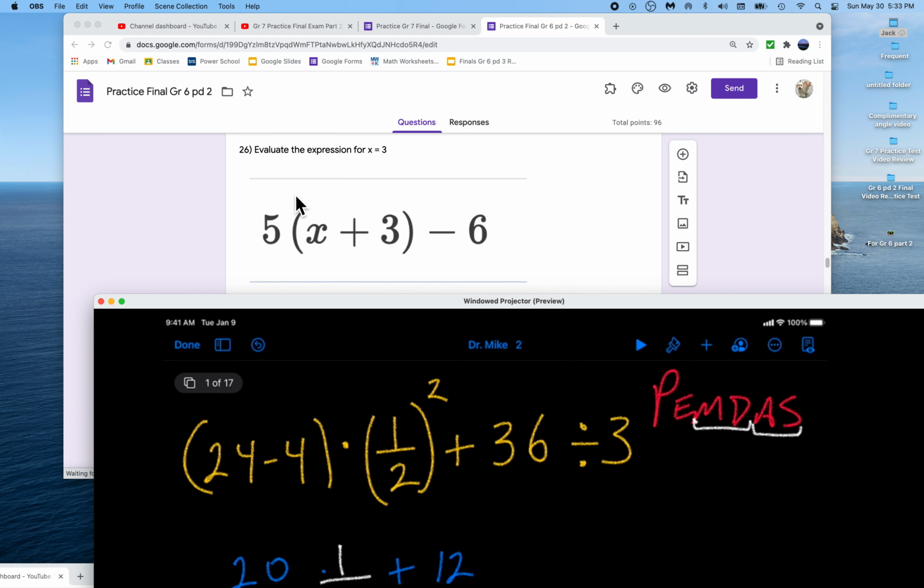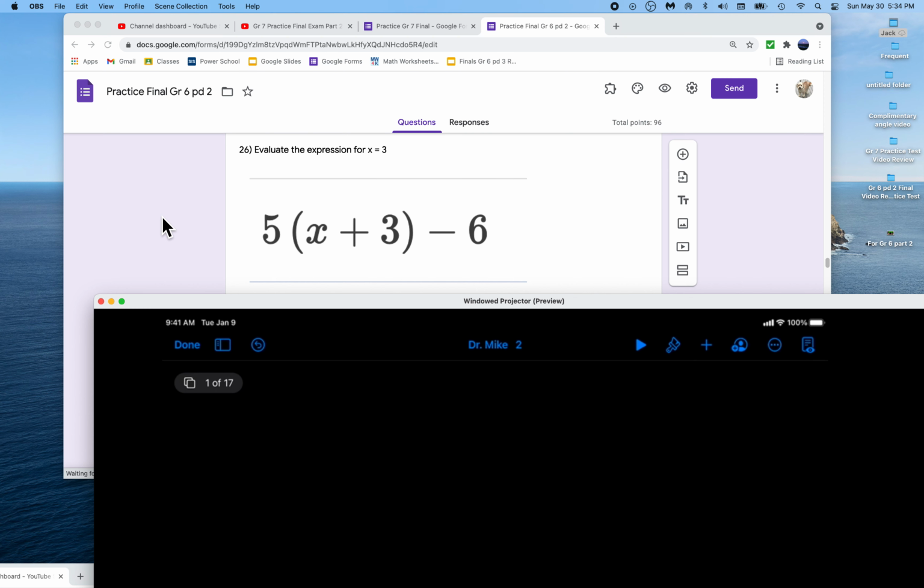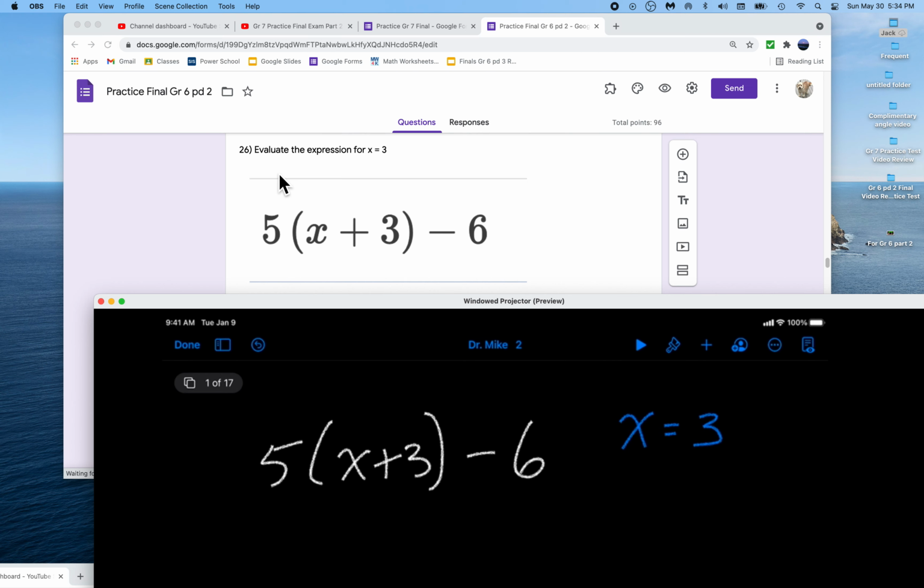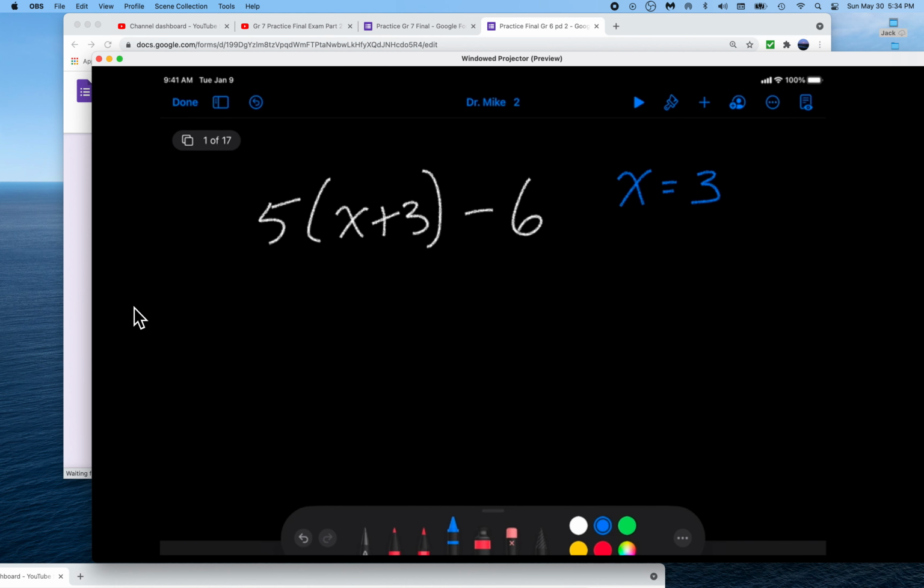Next, evaluate this expression for x equals 3. So it looks like we're done with PEMDAS for a little bit. Let me write this down. Okay, for x equals 3. Whenever you're asked to evaluate an expression for x equals something, you take this number and you substitute it everywhere you see an x. So for example, in this particular problem, everywhere we see an x, we're going to put 3. So it turns out it's only in one spot.